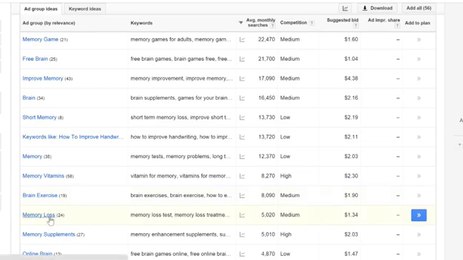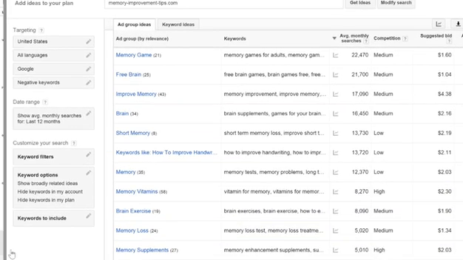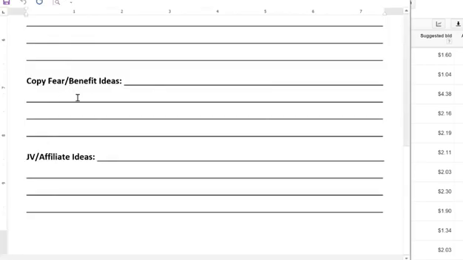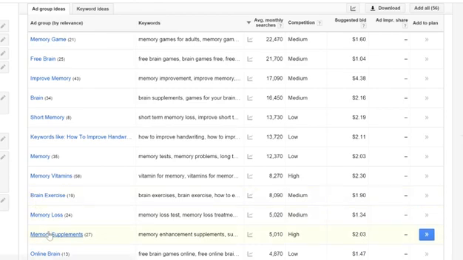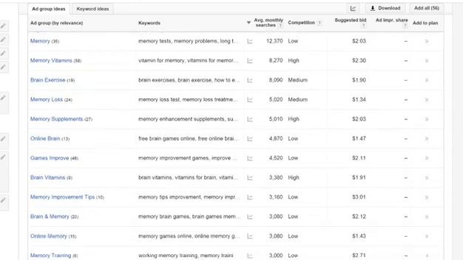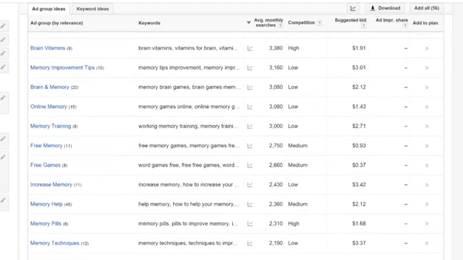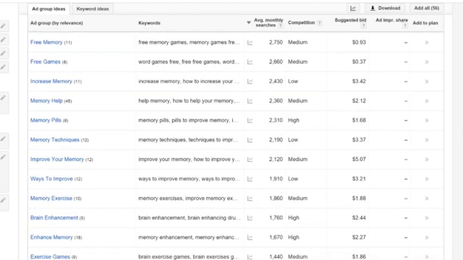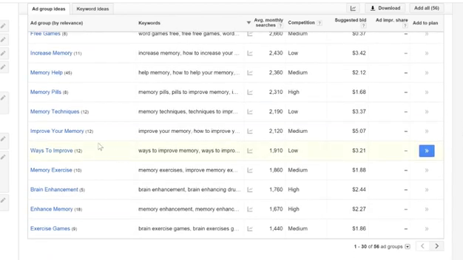Memory loss would be good for a fear item, so I would go down to the copy fear benefit ideas section of the sheet and write those. Memory loss. The JV and affiliate ideas is where I would put the brain and related stuff for products I don't have yet. Let's see, memory loss, memory supplements, and others. So I just basically scroll through here and look and see if there are any ideas as you do this for your own keywords, and see if there's any ideas for other things that could be lead magnets, tripwires, etc.